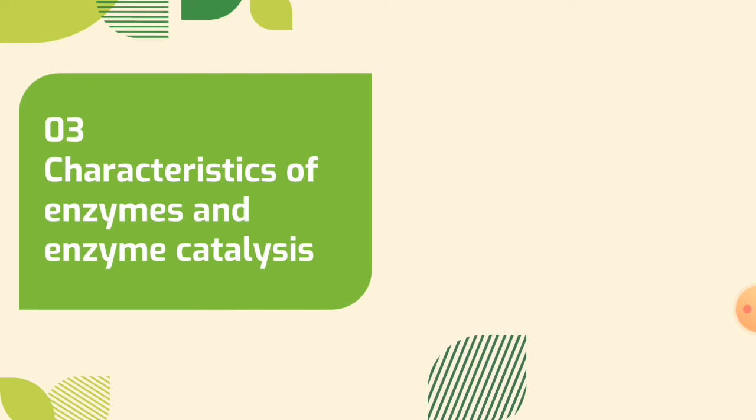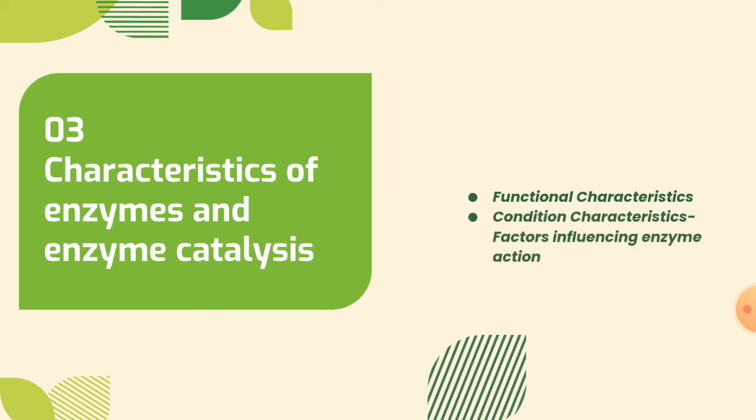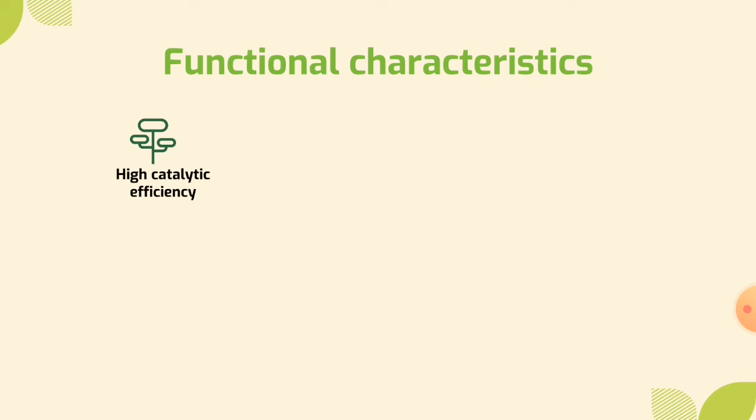Next, we have to discuss the characteristics of enzymes and enzyme catalysis. Here, we have to discuss the functional characteristics and the condition characteristics, that is, the factors influencing enzyme action. So, first, we have to look at functional characteristics. The first point is the high catalytic efficiency of enzymes. Enzymes are highly efficient catalysts. They are a specialized class of proteins which can increase the speed of biochemical reactions even up to 10 million times that of uncatalyzed reactions.